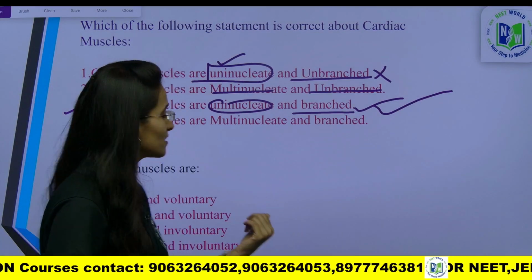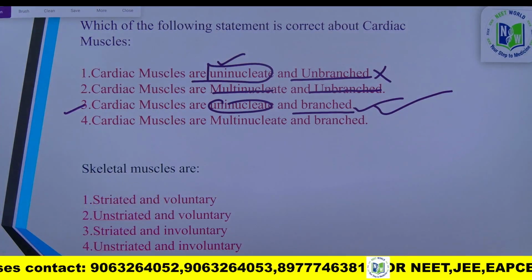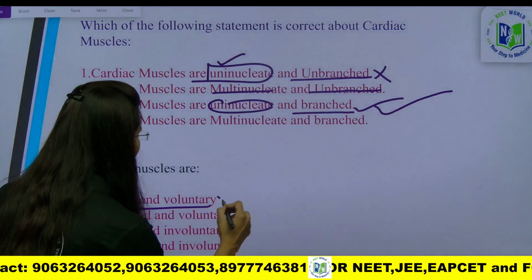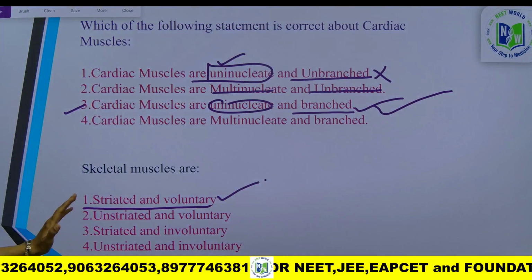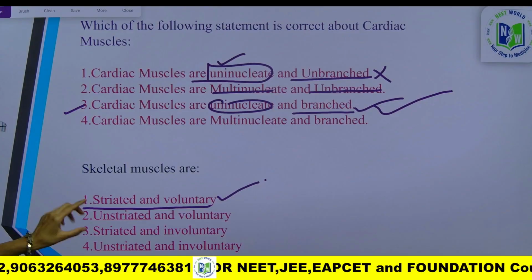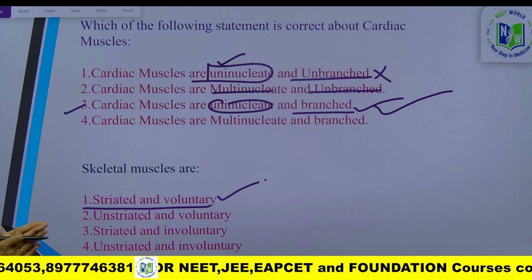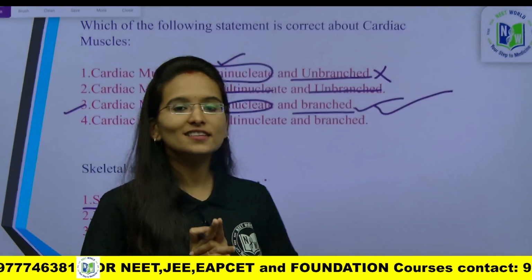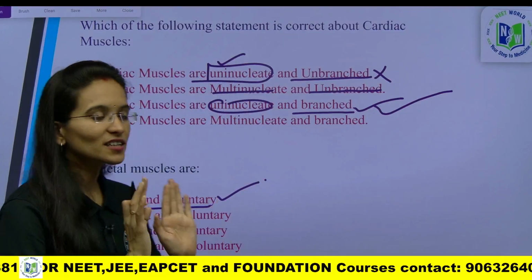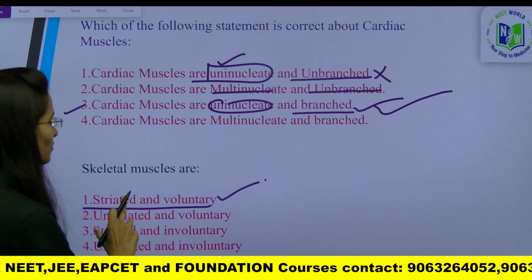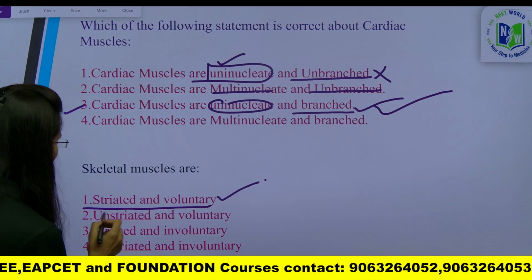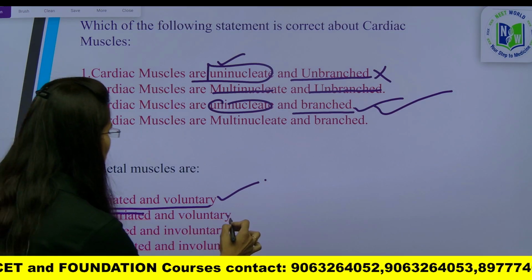Option 1, it is striated and voluntary. This is absolutely the right answer. Whenever it comes to options 2, 3 and 4, the second option is unstriated and voluntary. This is wrong, students. Okay, it is striated and voluntary. So here we have the mismatch pair. This is wrong, this is right.